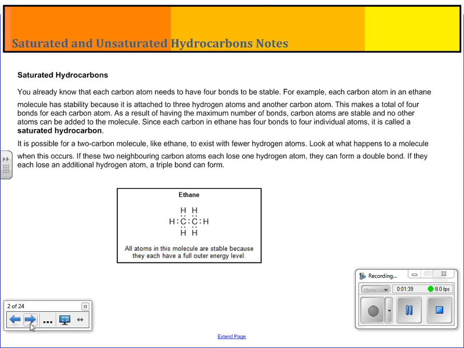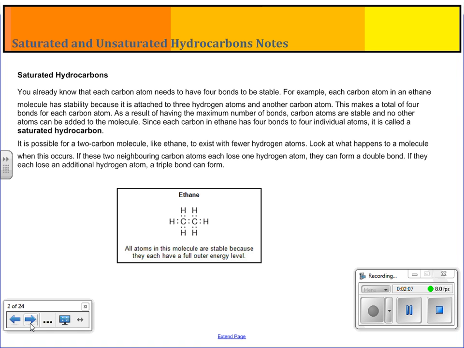As a result of having a maximum number of bonds, carbon atoms are stable and no other atoms can be added to the molecule. Since each carbon in ethane has 4 bonds to 4 individual atoms, it is called a saturated hydrocarbon. Is it possible for a two-carbon molecule like ethane to exist with fewer hydrogen atoms? So look at what happens to a molecule when this occurs.